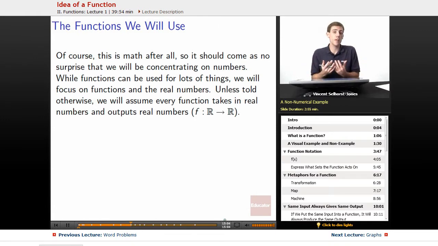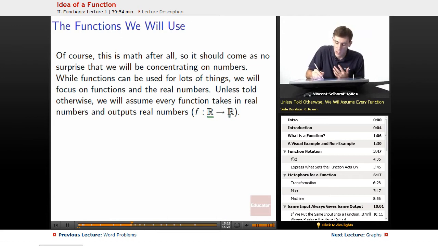This is math. We're probably going to be talking about numbers, so it shouldn't come as a surprise. We're going to concentrate on using these functions with numbers. So functions, as we just saw, can be used for lots of things, but we will focus on functions and the real numbers. Unless we're told otherwise, we will assume every function takes in real numbers and outputs real numbers. That is to say, f is taking in reals and then spitting out reals.